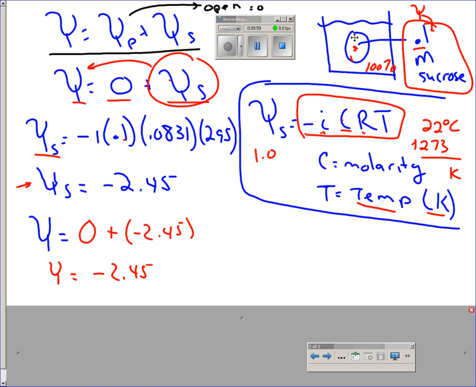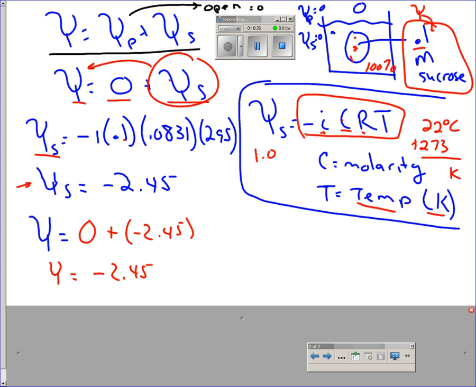So if we look back at our lab, we could check our results, right? Because we can see, okay, if this is true, what's the water potential of this beaker? Well, it's open to the air, so its pressure potential is zero, and there's nothing in it but water, so the solute potential is zero. So the water potential of this beaker should be zero.